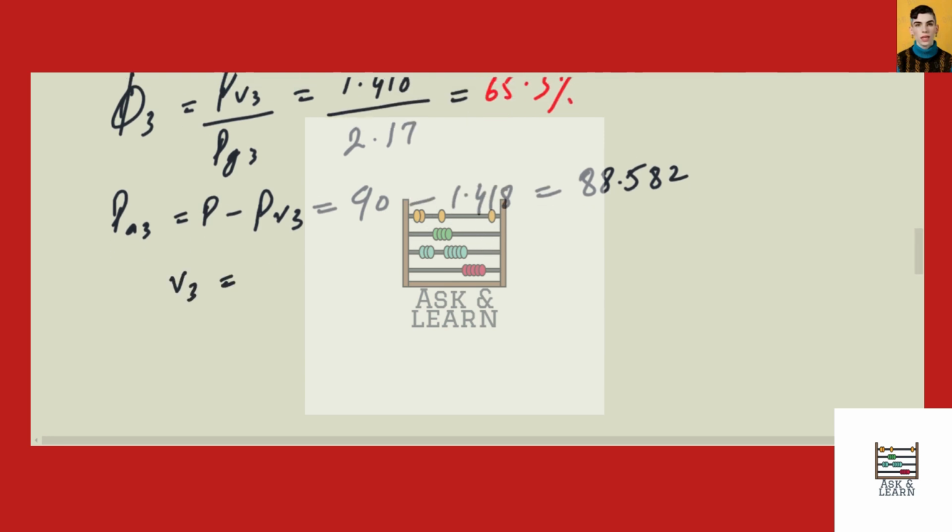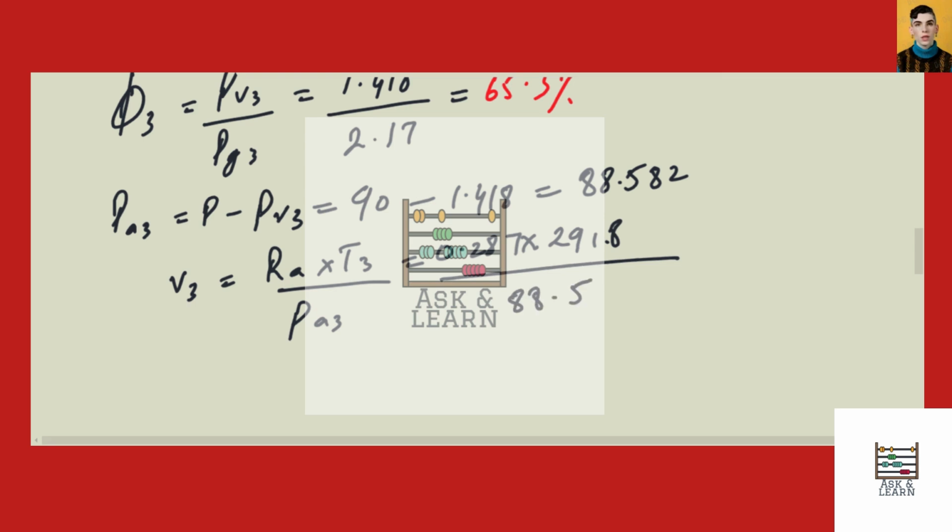So we can now take the pressure PA3 and use it to calculate the specific volume v3. So v3 is equal to RA into T3 divided by PA3. So it is 0.287 multiplied by 291.8 divided by 88.582, is equal to 0.945.